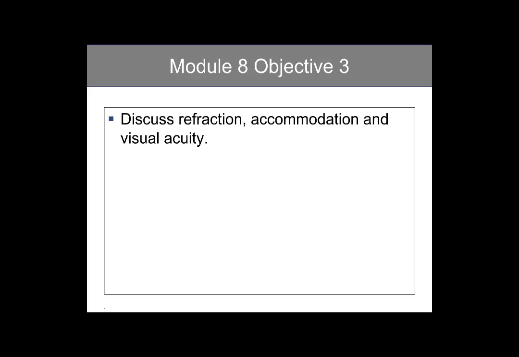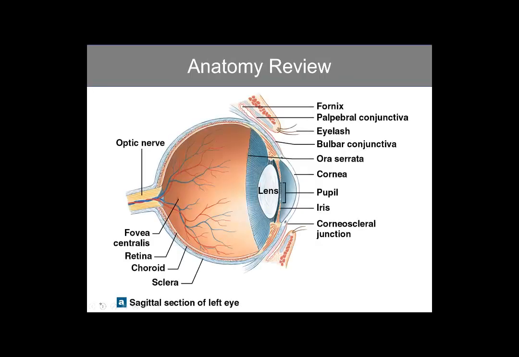Module 8, Objective 3, discuss refraction, accommodation, and visual acuity. Just to review some of the anatomy associated with the eye, we know the eye is divided into three distinct layers or tunics. We have the fibrous tunic, which consists of the sclera or white of the eye, as well as the cornea, the anterior portion of the eye, which is clear.